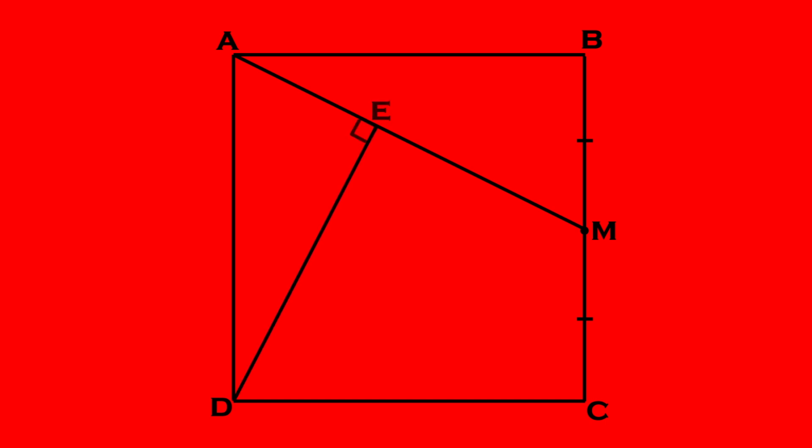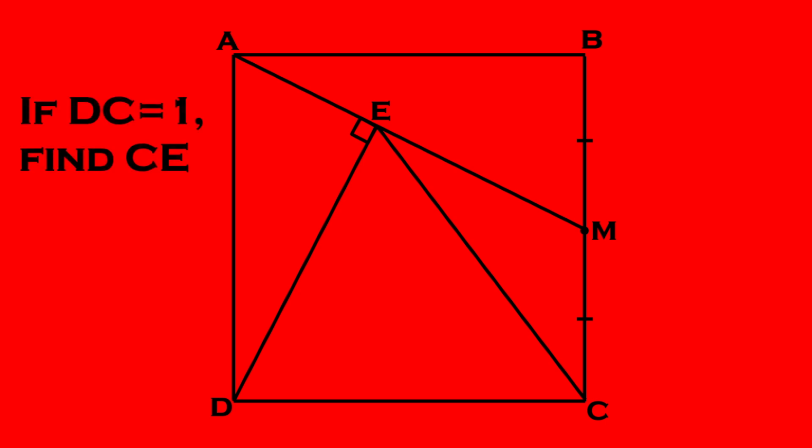So, suppose we have this square ABCD with point M being the midpoint of BC. We form this line, and from point D we bring a perpendicular to AM which meets it at point E. We then form CE, and the question is, if DC is of known length, let's say 1 for example, we need to find the length of CE.